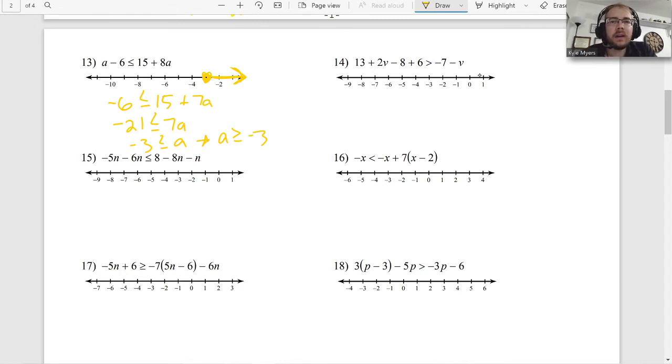And there we go. All right, we got a lot of things to do on the left-hand side over here. 13 minus 8 is going to be 5. 5 plus 6 is 11. So 2v plus 11 greater than negative v minus v. We want to add v to both sides. Subtract 11 on both sides. And then divide by 3 on both sides. So v is going to be greater than negative 6. So there we go. Let's go ahead and change colors again.